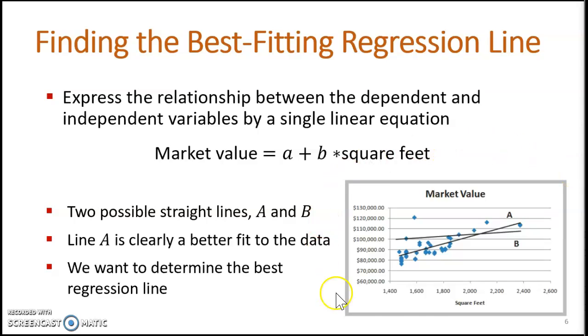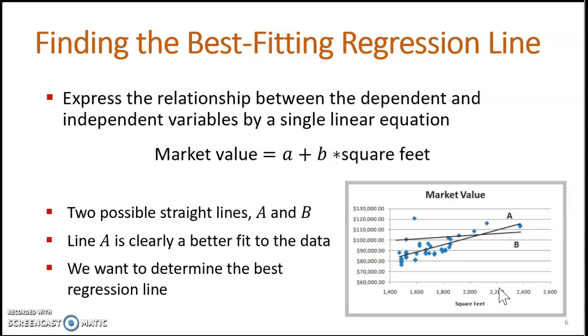This figure shows that there are two possible straight lines that can be drawn to pass through the data: line A and line B. Line A is clearly a better fit to the data, because all the points are closer to the line and the line appears to be in the middle of the data set. The difference between the lines is in the value of the slope and the intercept, and therefore we seek to determine the values of the slope and intercept that will provide the best fitting line.